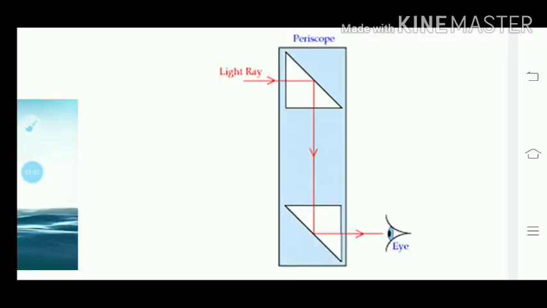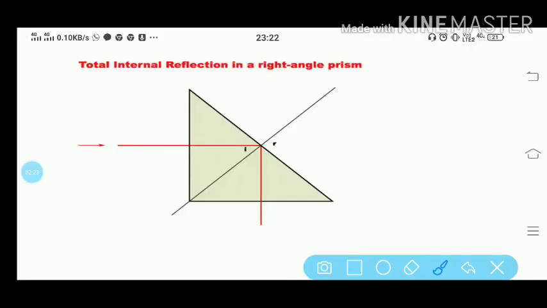In this, the ray is deviated with the help of a prism. A ray of light passes through the two prisms. This is how the prism looks. Suppose this is a prism. Its one angle is 90 degrees and the other two angles are 45 degrees.